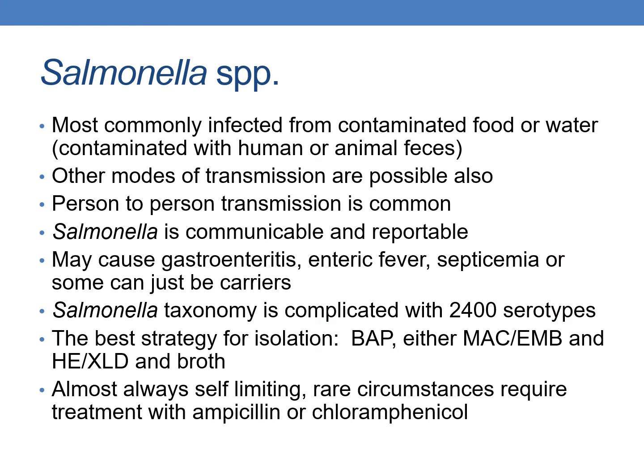If our patient has a Salmonella infection, they most likely got the infection from eating contaminated food or water, and that can be food that is contaminated with human or animal feces. Once they've been exposed to Salmonella, it usually takes about 1 to 3 days before they start to develop symptoms. They can actually get Salmonella from things like raw meat, poultry, milk, and eggs. Person-to-person transmission is common, and Salmonella, like Shigella, is communicable and reportable.